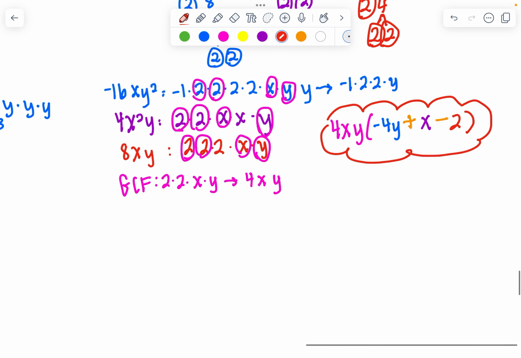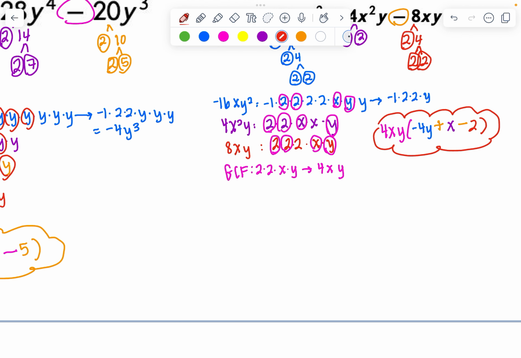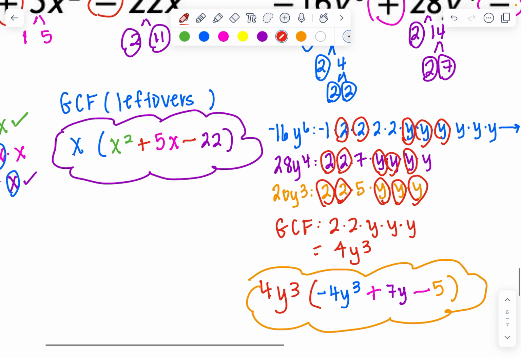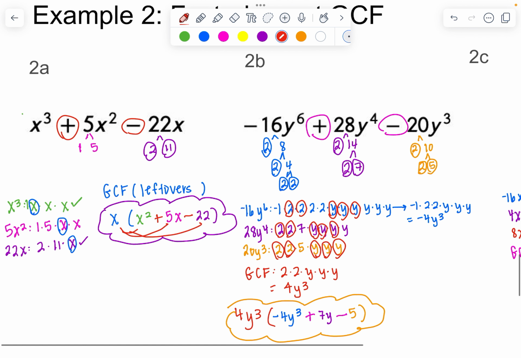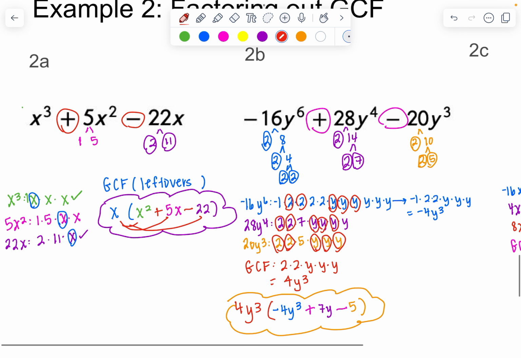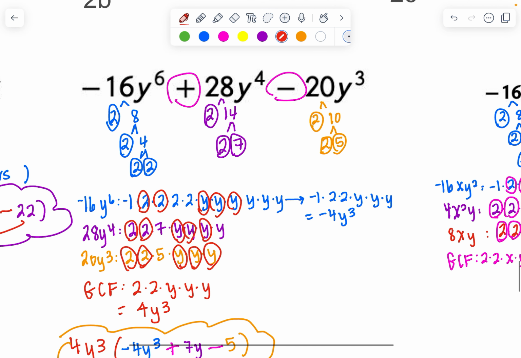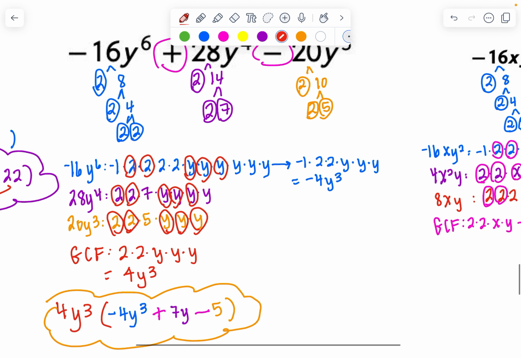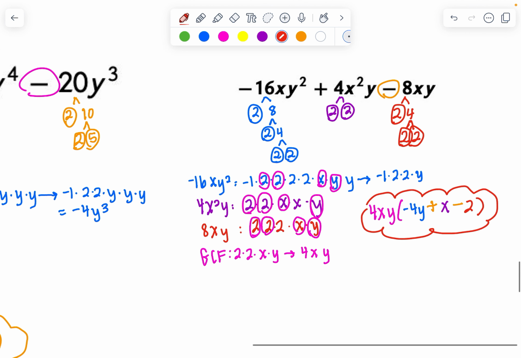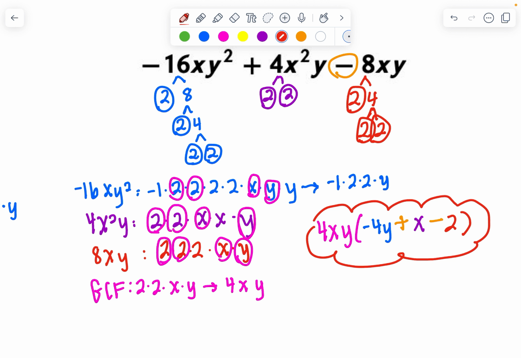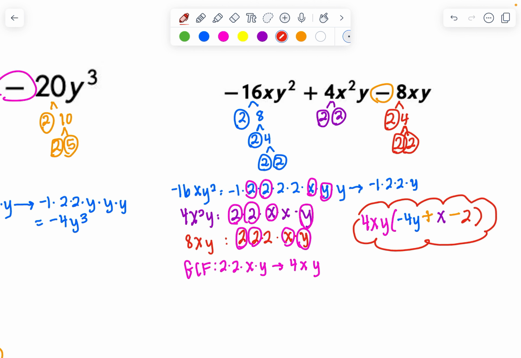I should tell you, with all of these, we can use the skill we learned last unit of multiplying through. When I multiply all of these by x, I should come up with my original problem, x cubed plus 5x squared minus 22x. Same thing here. If I multiply all the terms by 4y to the third, I'll end up with negative 16y to the 6th plus 28y to the 4th minus 20y to the third. Here, if I multiply everything by 4xy, I should be left with negative 16xy squared plus 4x squared y minus 8xy.